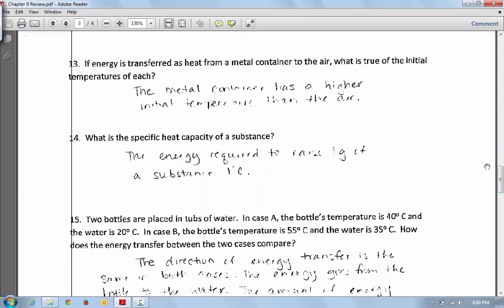And if energy is transferred from a metal container to the air, that means that the temperature of the metal container has to be higher than the temperature of the air, because it always goes from a higher temperature to a lower temperature. And the specific heat of a substance is the energy required to raise 1 gram of a substance 1 degree Celsius.